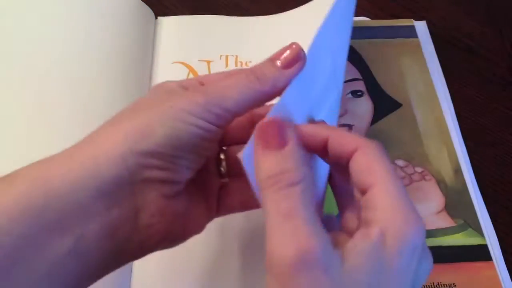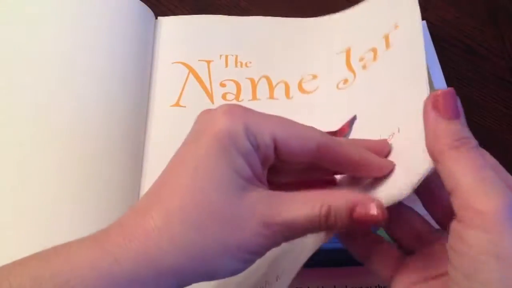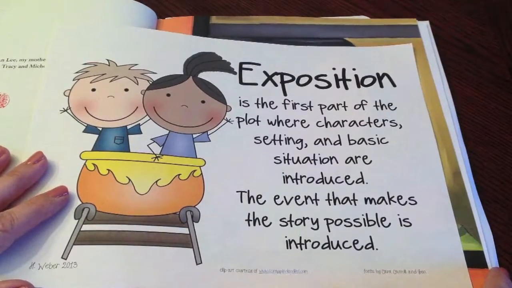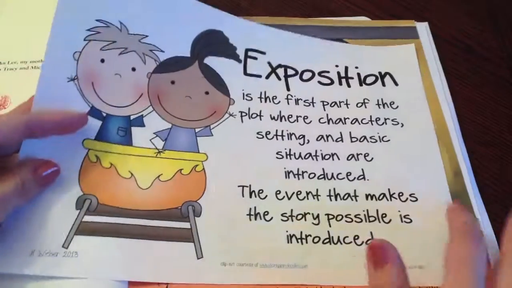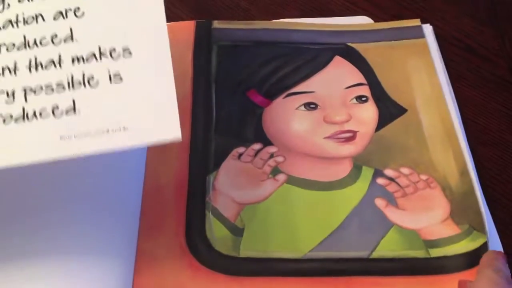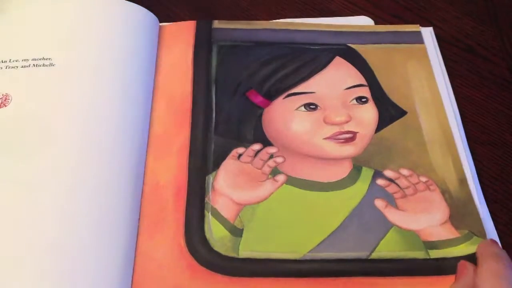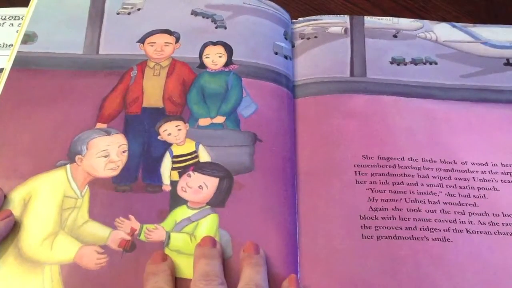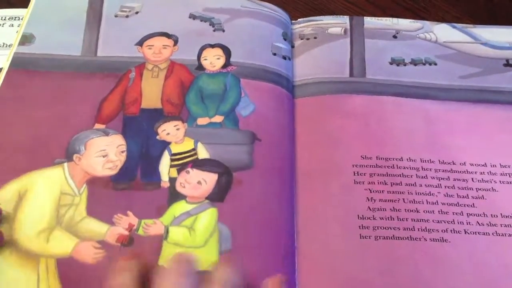We start then with that exposition of the story, where we are introduced to the characters, the setting, and that basic situation. That event that really makes the story possible. Here in the beginning, Yoonhae is going to school for the first day. While on the bus, she has a bit of a flashback where she remembers saying goodbye to her grandmother, and her grandmother gives her a gift.